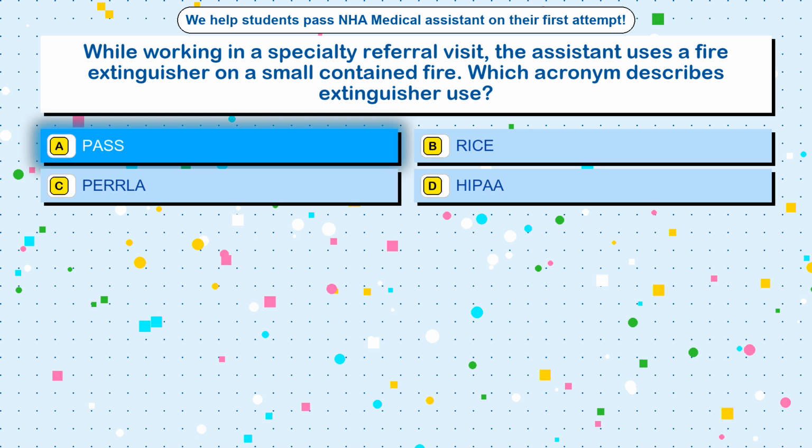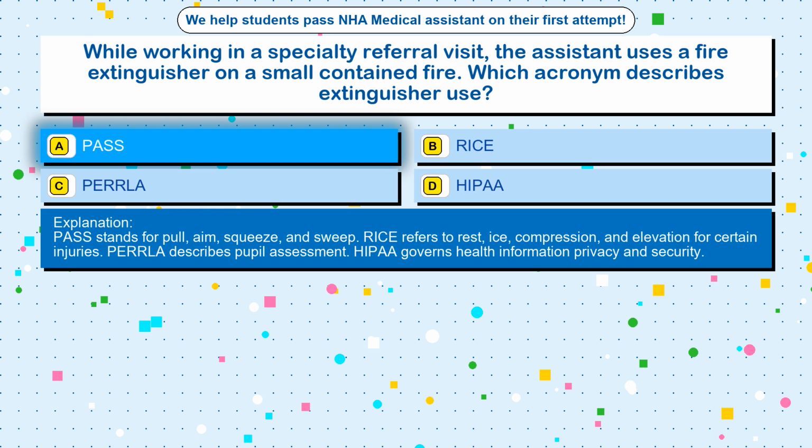The correct answer is option A, PASS. PASS stands for pull, aim, squeeze, and sweep. RICE refers to rest, ice, compression, and elevation for certain injuries. PERLA describes pupil assessment. HIPAA governs health information privacy and security.